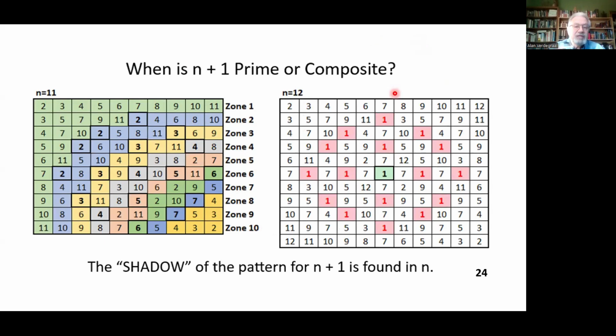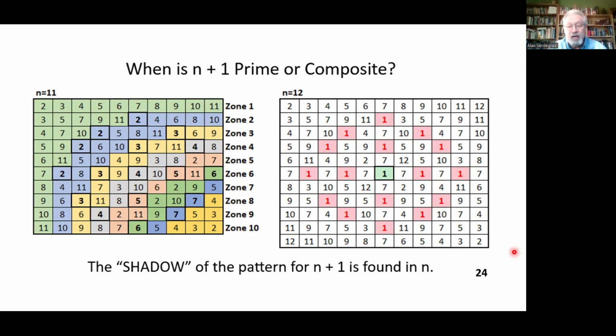So when is n+1 prime or composite? It's when the shadow of the pattern for n+1 is found in n. And I've explained how we can actually see that and test for it, very simply. So the pattern of ones, or lack of pattern, of the preceding square SQ of n shows up in the square that follows it. If we want to see the pattern of ones for n+1, we only need to look for the pattern in the square SQ of n.